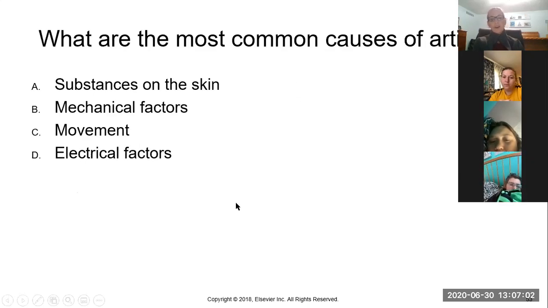What are the most common causes? Now there's going to be more than one in this one. Okay, so let's look here. The most common causes are substances on the skin and movement.